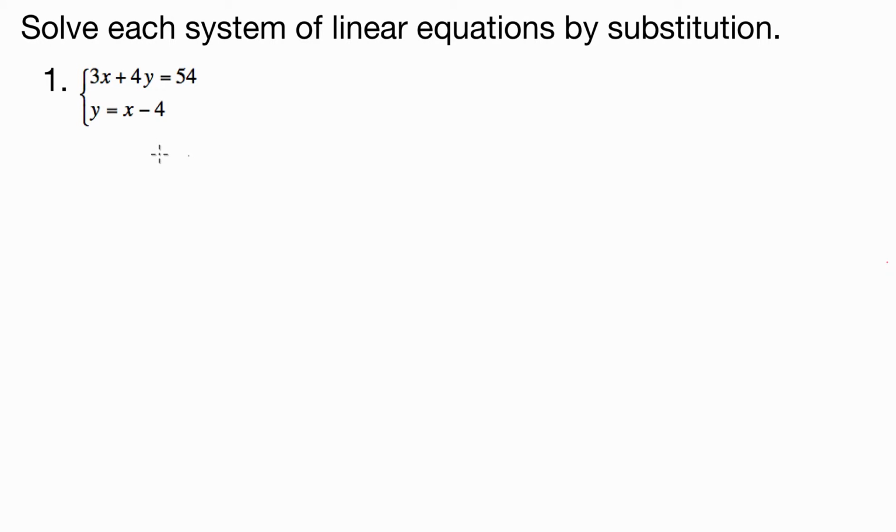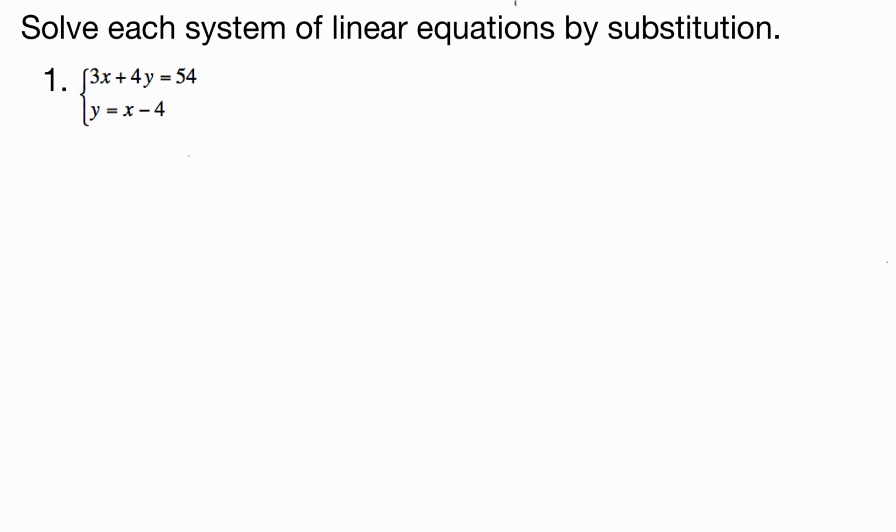Here's an example where we solve a system of two linear equations by substitution. So we've got 3x plus 4y equals 54 and y equals x minus 4. When we solve a system of linear equations by substitution, we're basically substituting an expression in for a variable to solve for the other variable.